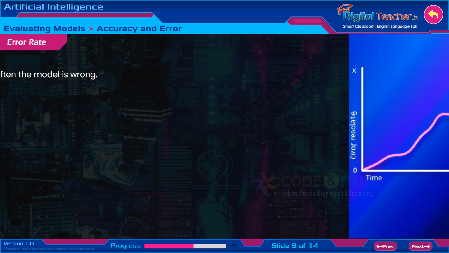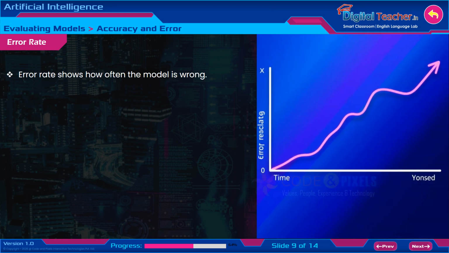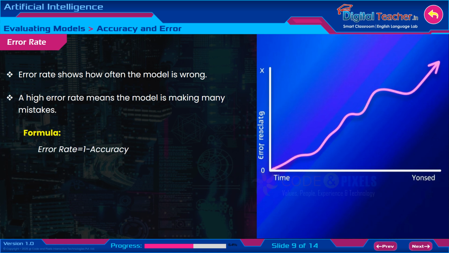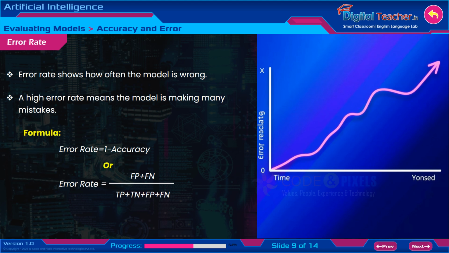Error rate. Error rate shows how often the model is wrong. A high error rate means the model is making many mistakes. Formula: error rate is equal to 1 minus accuracy, or error rate is equal to false positive plus false negative divided by true positive plus true negative plus false positive plus false negative. Together, they help us understand how good the model is.